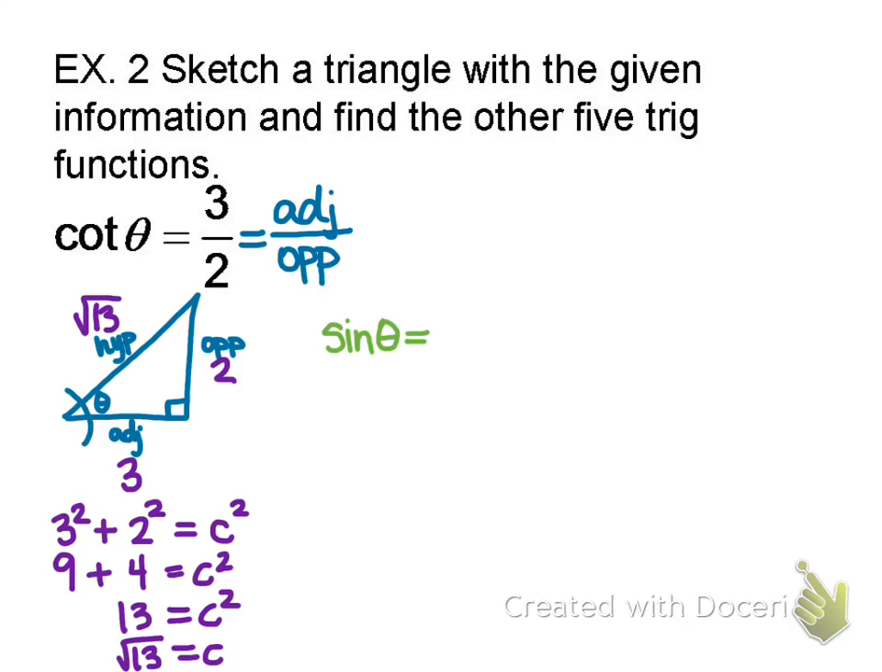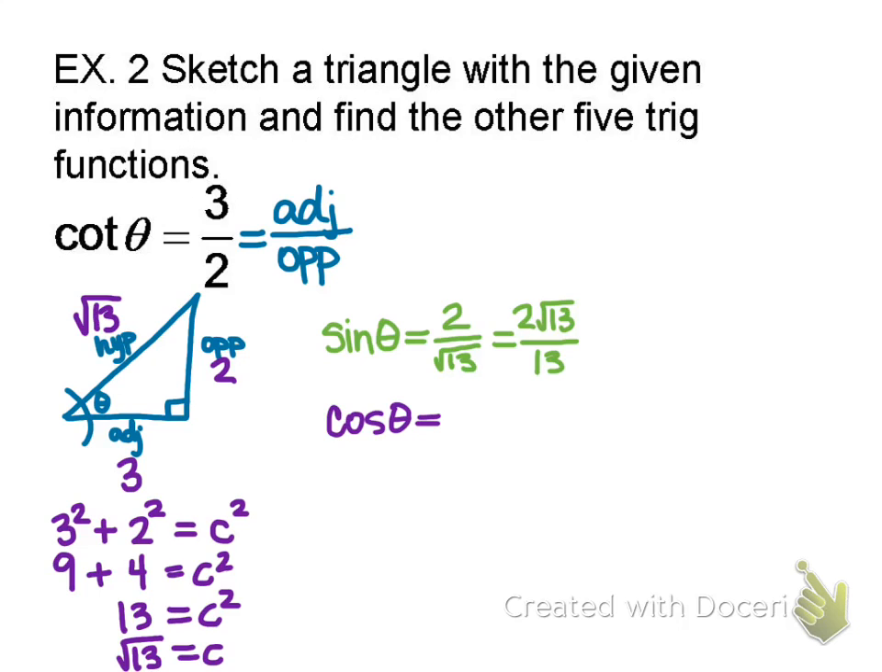So I'm still going to start with sine of my angle. Sine is opposite over hypotenuse. So that will be 2 over the square root of 13. Now it's improper to leave a square root on the bottom, so you multiply top and bottom times the square root of 13, and that will give us 2 square root 13 over 13 when you simplify.